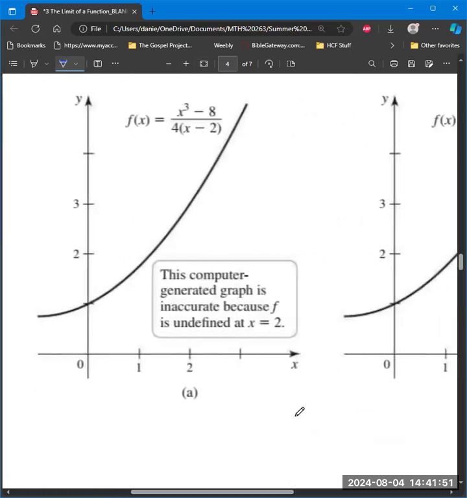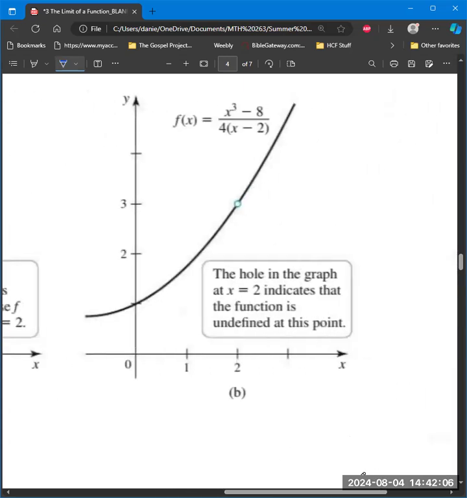All right, so x cubed minus 8 over 4 times x minus 2. The computer generated graph is inaccurate because we're actually undefined at x equals 2. So there's actually a hole in the graph there because we can't divide by 0. So we need to manually put that hole in there. We can't see it because it's only a single pixel in the graph, but make sure that you account for the domain here, that x can't be equal to 2.